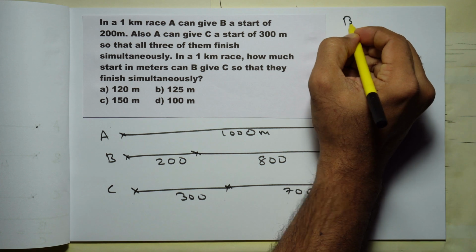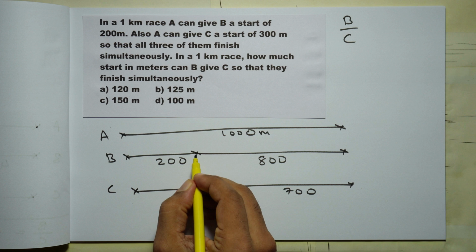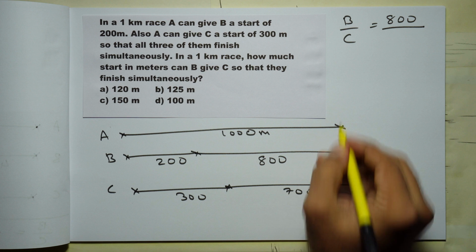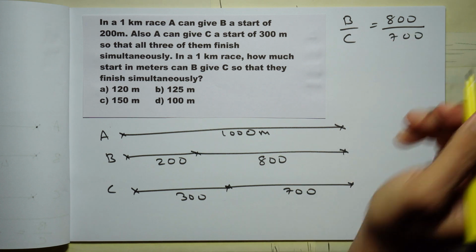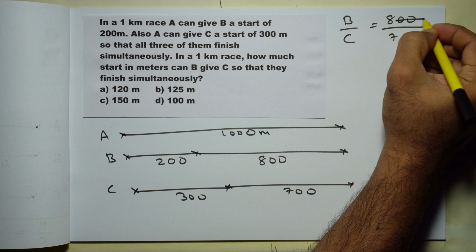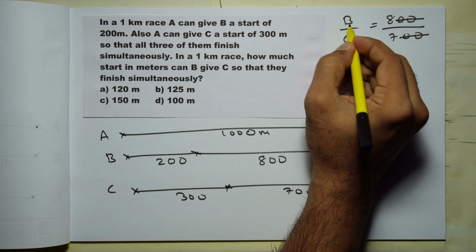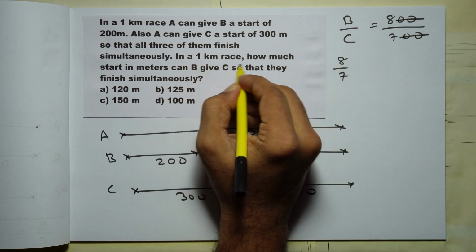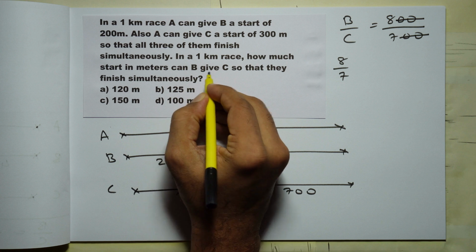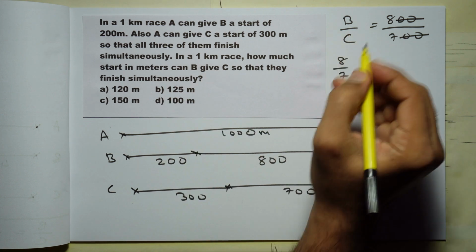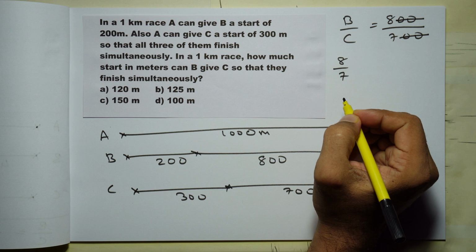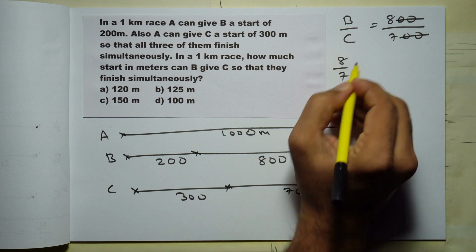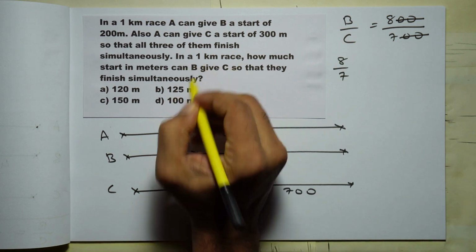So if you compare the speeds of B and C, in the time that B does this 800 meters, in that much time C will do 700 meters. So we'll compare the speeds of B and C. I'll cancel out the zeros. So if you compare the speeds of B and C, they are in the ratio 8 is to 7. Now the question is, in a 1 kilometer race, how much start in meters can B give C? So when B does 8 meters, C will do 7 meters. Now we need to find out the distance traveled by C when B does 1000 meters. 1000 meters is same as 1 kilometer.